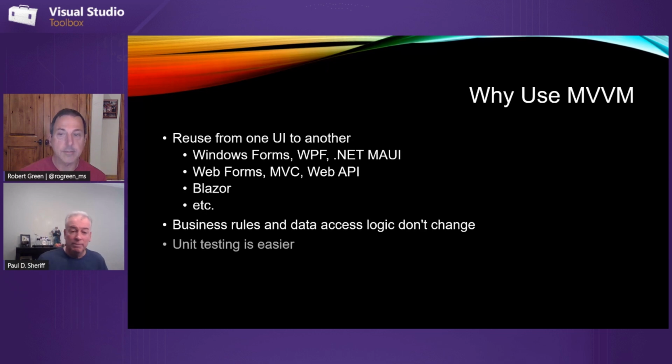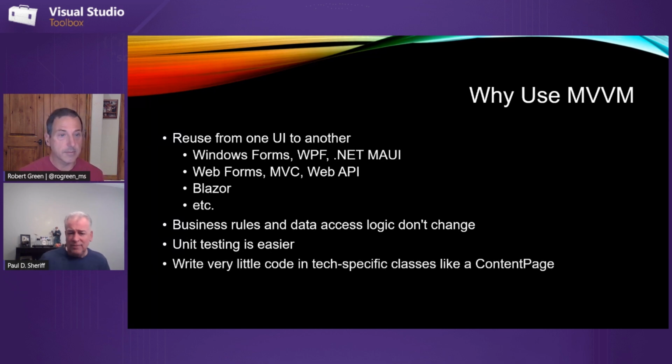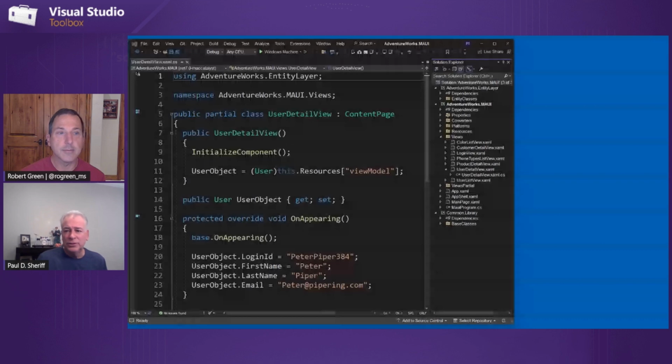Also, it makes unit testing a lot easier because now you can just unit test your view models, your models, and your repositories. Okay, really easy to do unit testing on those. And then we're writing very little code in our technology-specific classes like the content page, right? That code behind. We write as little as we can in the technology-specific UI or the MVC or Web API or whatever.